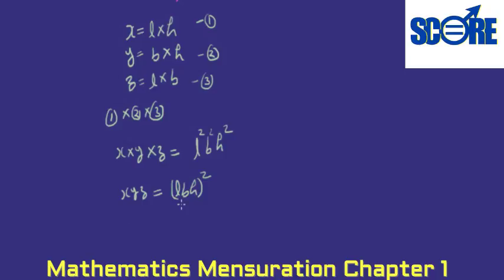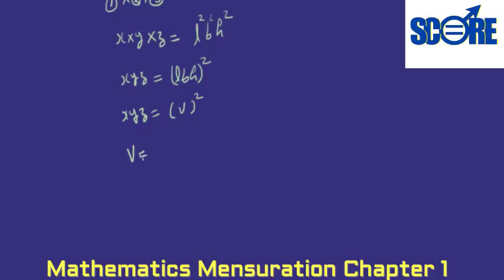So LBH is nothing but the volume of a cuboid, we know that. So xyz equals V square. So the volume of a cuboid, when you shift the square to that side, gets under root. So V equals under root of xyz. That is, the volume of a cuboid is under root of xyz, which we had to prove. So this is the required result. Now we move to the next.